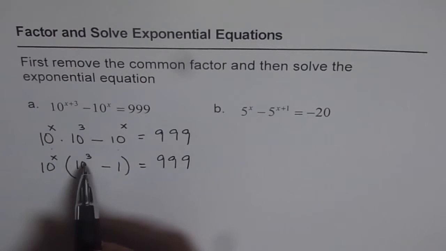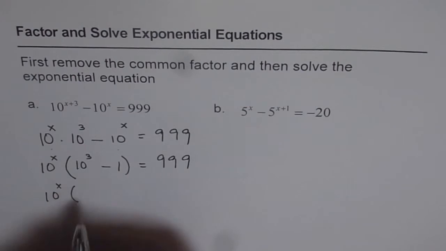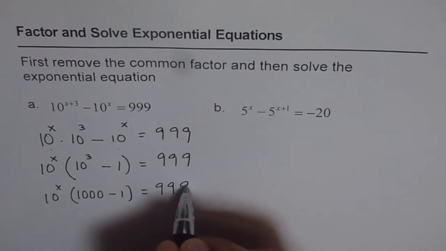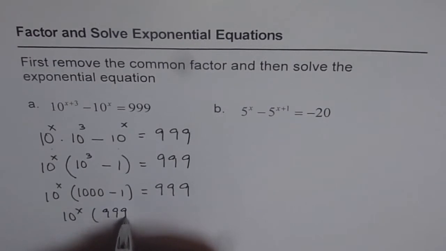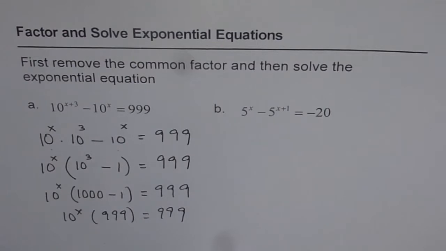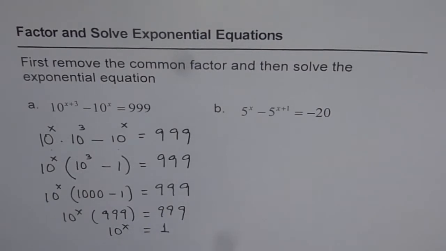Now 10 to the power of 3 is 1000, right? So let's solve the term inside the bracket, which is 1000 minus 1, which is 999, right? So we come up with 10 to the power of x times 999 equals 999. And that leads to the solution, right? So we can divide both sides by 999. What will I get? I'll get 1, right? So we get 10 to the power of x equals 1.